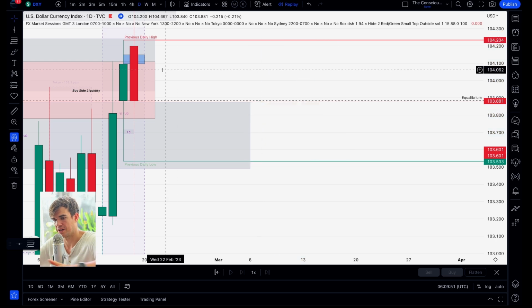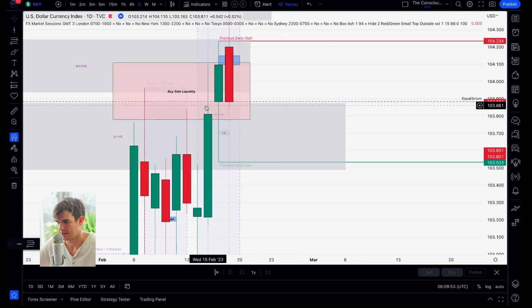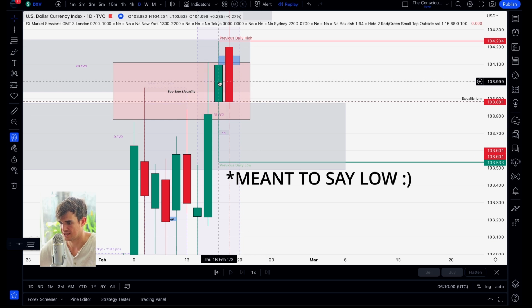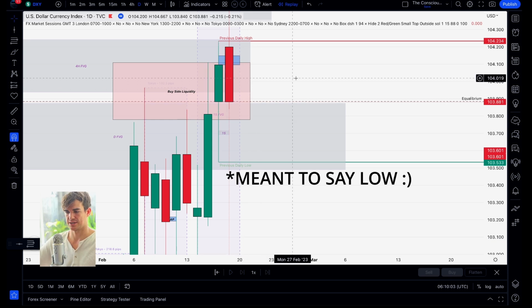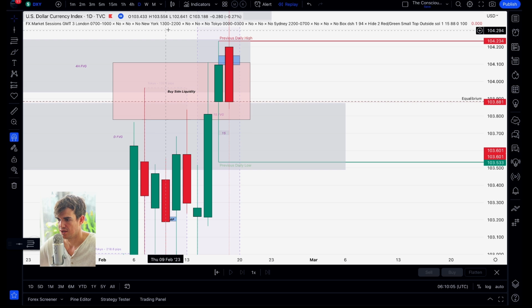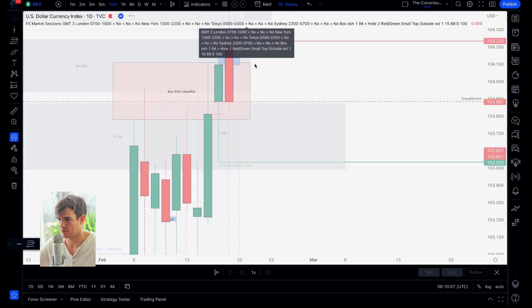So then what we've done now is we can see we've got the equilibrium line, we've got the high of the day and the high of the previous day on Thursday 16th. Remember, we traded on the 17th. And what we're going to do is break down onto the 15 minute.